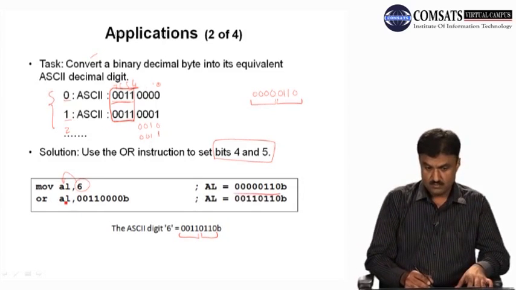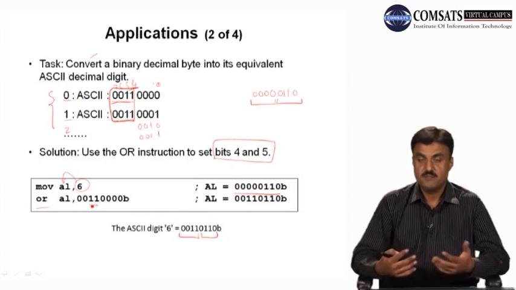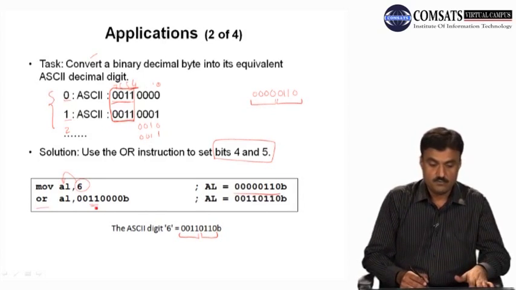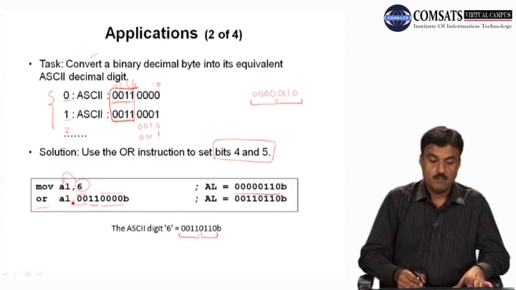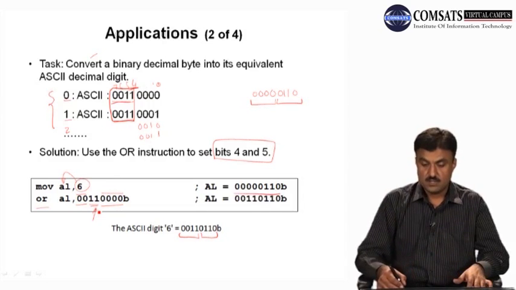So we are going to set these bits. We are not going to reset them; whatever their previous value is, we want to set them. So we perform an OR operation, and the other bits will be unchanged whatever their previous value is, but these two bits, bit number 4 and bit number 5, will be set to 1 1. So the result in AL will be like this, and this is equivalent to the ASCII.